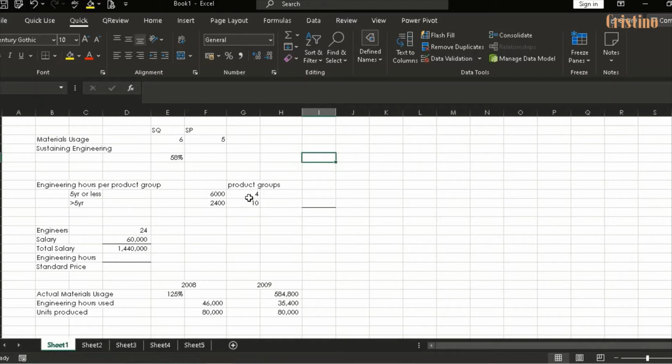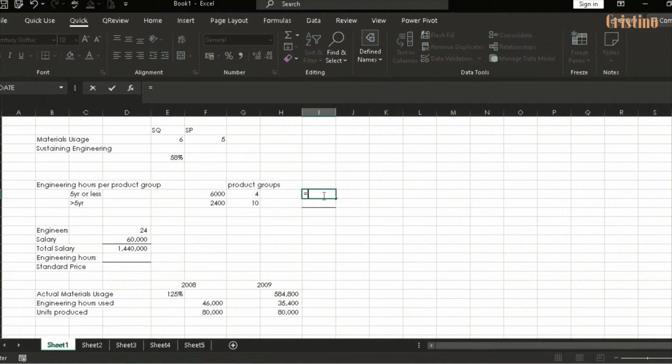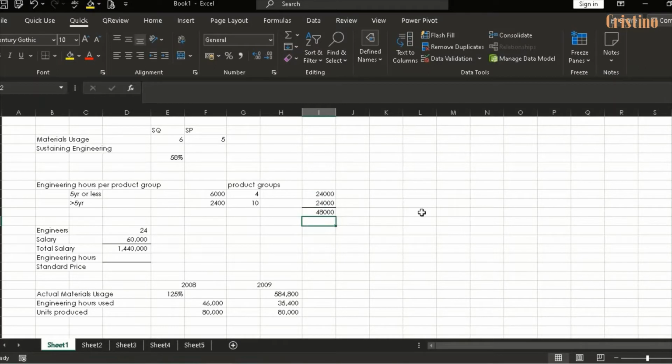There are 4 product groups with 5 years or less experience. There are 10 product groups with greater than 5 years experience. To get the total engineering hours, we must multiply the number of product groups by the engineering hours per product group. The engineering hours for product groups with 5 years or less experience is 24,000. The same is true for the engineering hours for product groups with greater than 5 years experience. To get the total engineering hours, we must add the two figures. This gives us a practical capacity of 48,000.